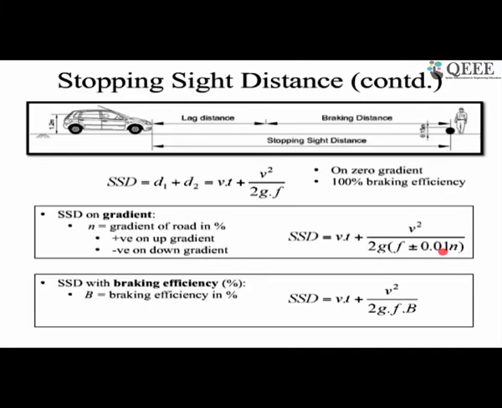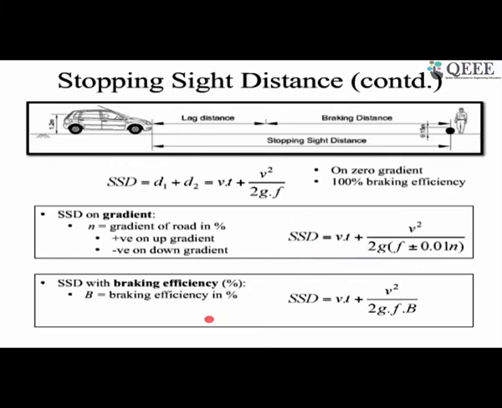Now, if you are going in the ascending gradient, the distance you require is less. If you require less distance, that means the denominator is going to be more. So in that case, it should be plus for the ascending gradient and negative for the descending gradient. If you put it accordingly, your distances are going to be adjusted, and based on that you need to find out the stopping sight distance.